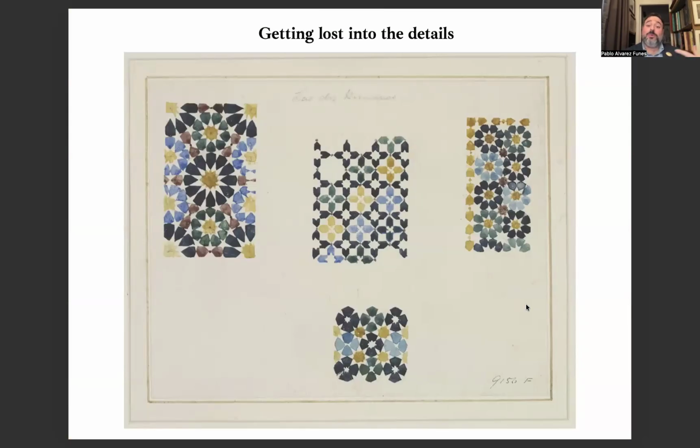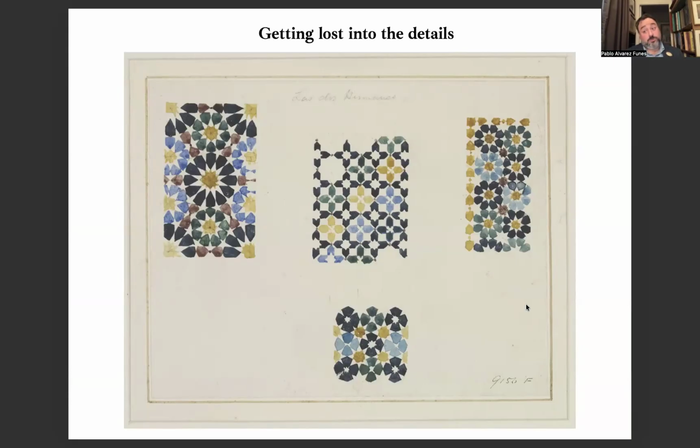And this is why in this slide, I'm showing some watercolors that Owen Jones did for the Alhambra. And it's something that I'm calling getting lost into the details. I'm saying getting lost into the details because sometimes we think that these watercolors that Owen Jones did is the only knowledge that we have about Alhambra. The only thing that we know about Alhambra is Owen Jones. Only Owen Jones talk about Alhambra, and that the only source to know is him.